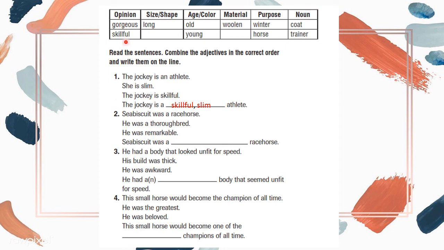Opinion goes first before the size or shape of the athlete, which is slim. Also, you have to fill out the chart. So you do the same for 2, 3, and 4, and make sure that you are focusing and referring to the chart order of adjectives that we have right here.